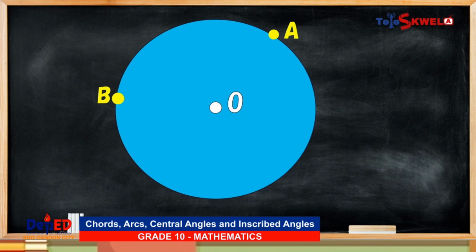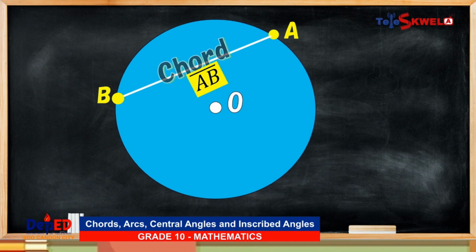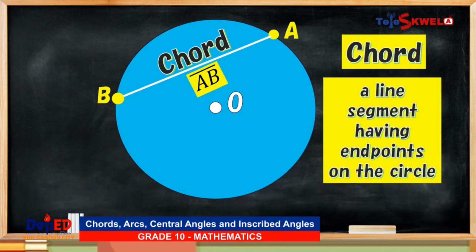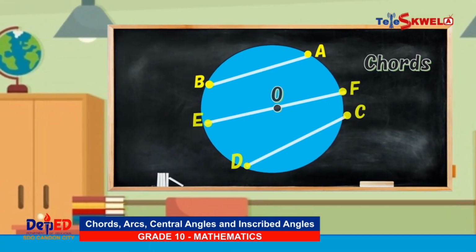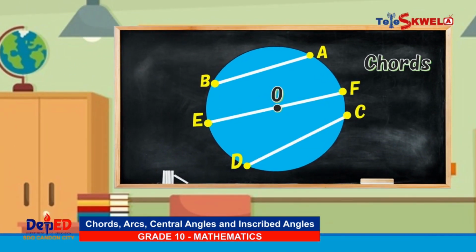Circle O has the points A and B on its circumference. Connecting these 2 points using a segment, we have line segment AB. What do we call this segment? Correct, it is a chord. A chord of a circle is a line segment having endpoints on the circle. Can you name other chords on circle O? Very good. The other chords on circle O are segments CD and EF.